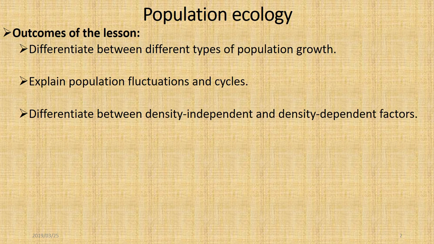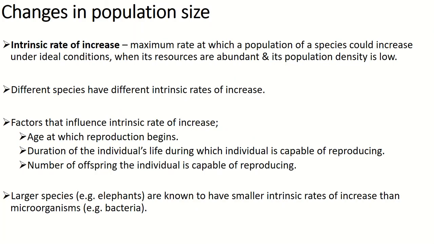Okay, moving on to population. What are the different outcomes of the lesson? You should be able to differentiate between different types of population growth, explain population fluctuations and cycles, and differentiate between density independent and density dependent factors. So density is looking at the relative number of individuals per defined area. So you're looking at the number of organisms per square kilometer, for example, and whether there are factors that those cycles are dependent on, those factors that affect the densities and those that do not affect the densities. We'll get into that in a moment.